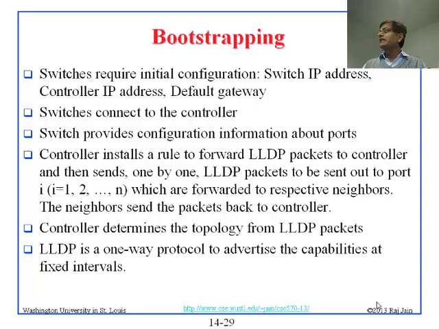Now the neighbors have the same rule. Neighbors have the rule of forward the packets to the controller. And so the neighbors send it to the controller. And so now it knows exactly who is connected on what port. Okay? Make sense?